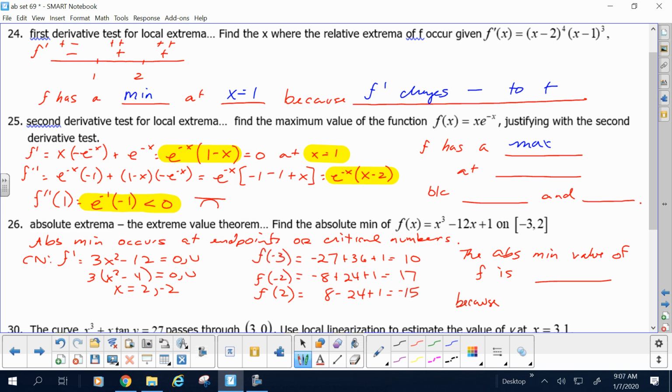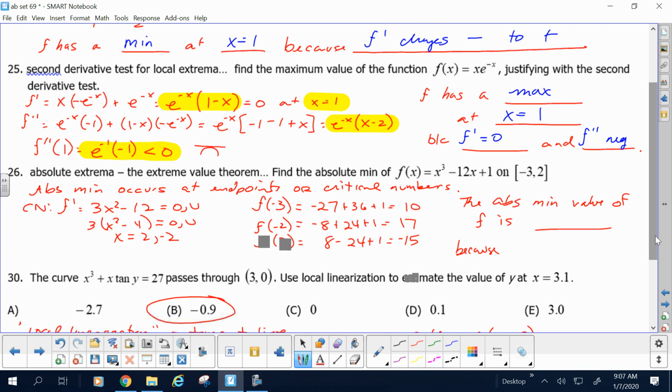Max at x equals 1, because what are two pieces of evidence for the second derivative test? Because f prime is 0 and f double prime is negative. Okay? You agree with that? Anybody say yes, that's what I got? Like I said, I'm really shaky.